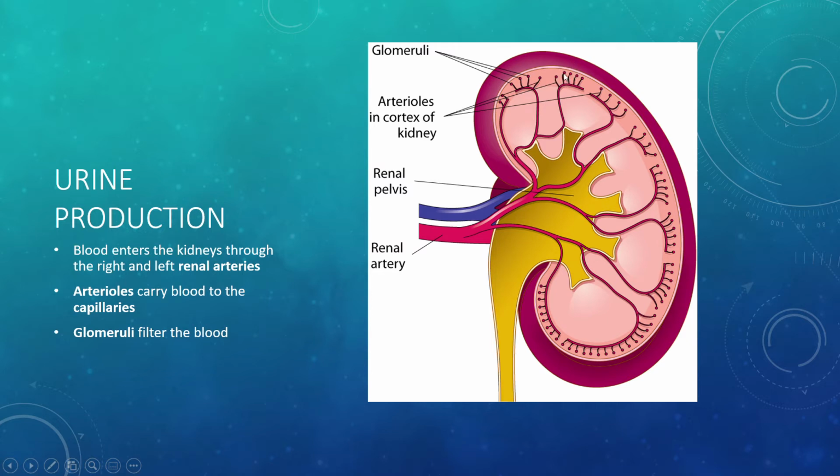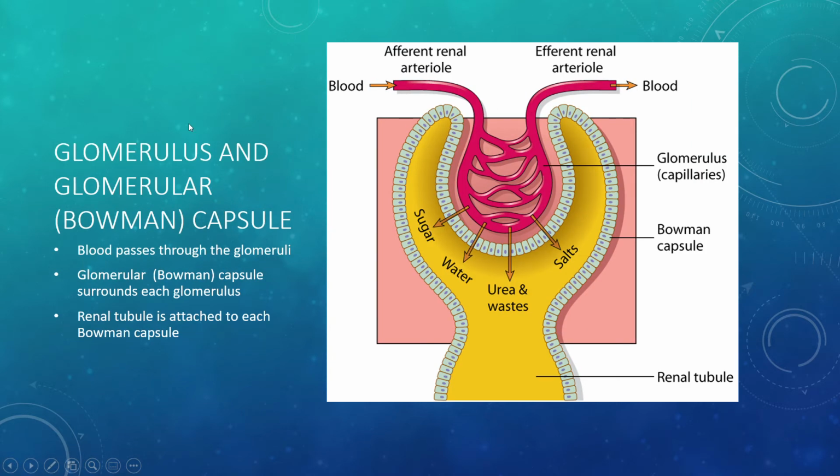The functional unit of the kidneys, the nephron, resides mostly in the cortex of the kidneys, but you'll see coming up here that some of the structure does dip down into the medulla, which is the lighter pink inner layer of the kidneys. So the glomerulus, which is singular, and the glomerular capsule, also known as the Bowman capsule. The Bowman capsule is this capsule of the renal tubule that wraps around the bundle of capillaries that we've referred to as a glomerulus.